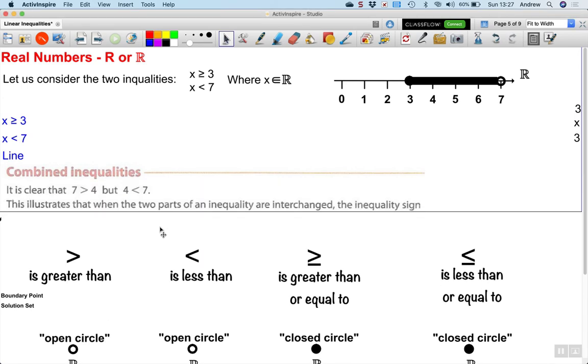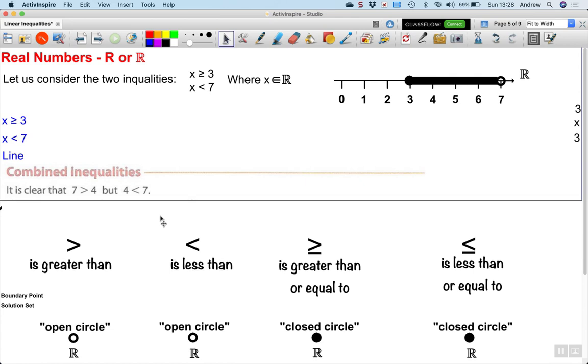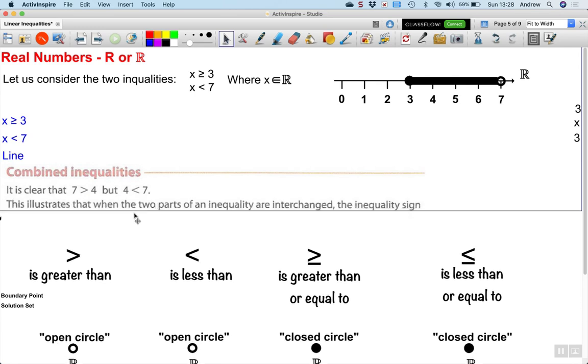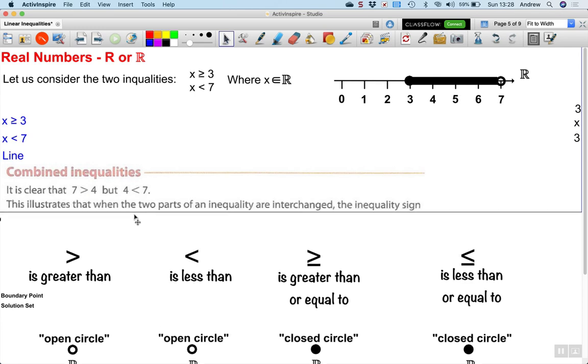Let's just explore this a little bit further. Now this is a very important concept. It's fairly obvious really. If 7 is greater than 4, then 4 must be less than 7. Do write that down in English. Pause the video if you have to. This illustrates that when two parts in an inequality are interchanged, the sign changes direction. So the sign is pointing towards the 4.